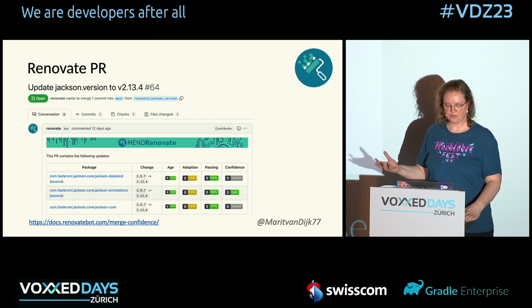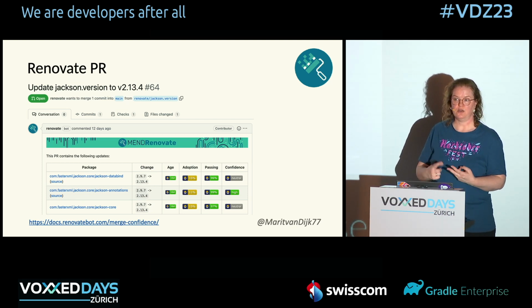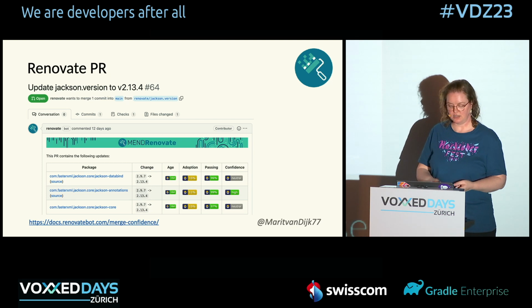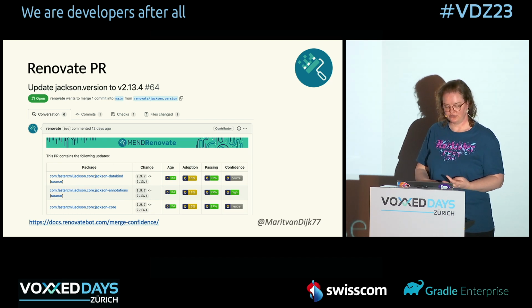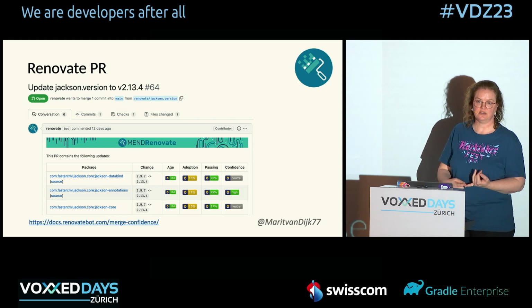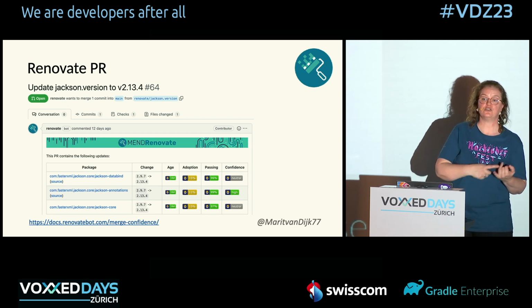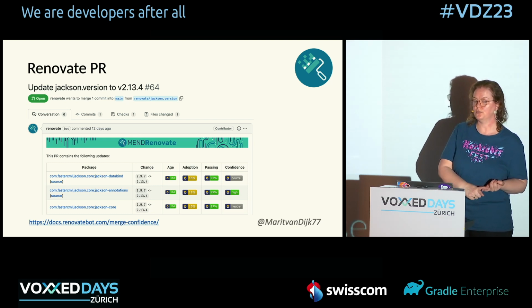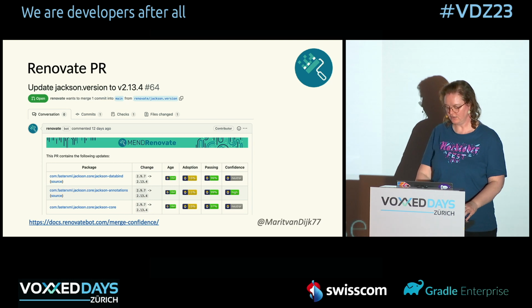They also provide information on the age of the new package, the adoption rate, how many people have already upgraded, the passing tests for people who are using Renovate on their projects for this version, and then the confidence level that Renovate determined. If it says neutral, they either don't have enough information or can't determine on the information that they have to tell you whether they're confident you can use it.